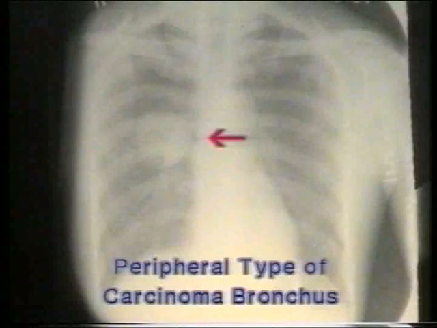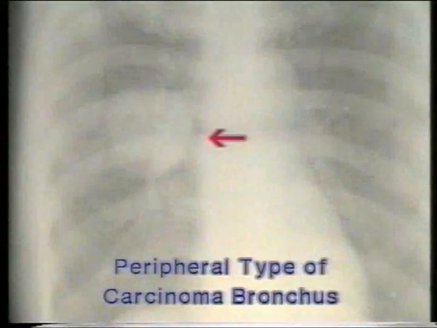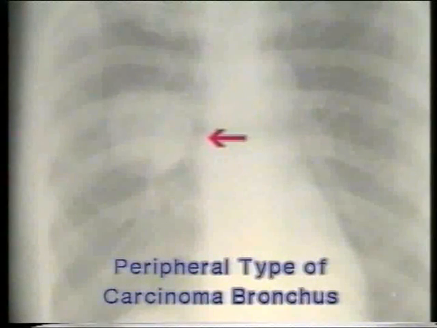Now in this X-ray, note the well-defined and roughly circular opacity in the right mid-zone, which is distinctly separate from the mediastinum. This is the typical shadow of a peripheral bronchogenic carcinoma. This type of malignancy may not be seen by bronchoscopy, and a definitive diagnosis will be made on CT scan or MRI scan.